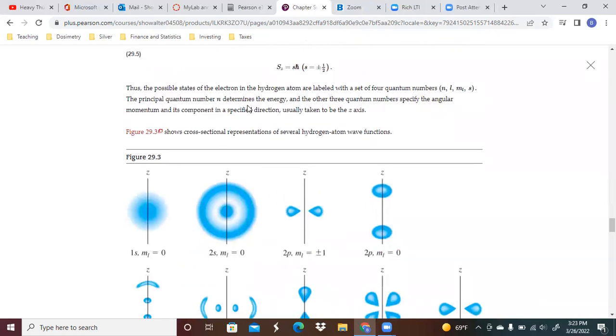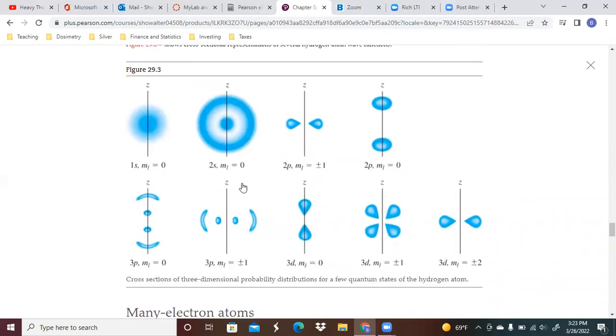So the possible states of the electron in the hydrogen atom are labeled with a set of 4 quantum numbers. The principal quantum number n determines the energy, and the other 3 quantum numbers specify the angular momentum and its components in a specified direction, usually taken to be the z-axis. You can see different clouds here that are created with different combinations of quantum numbers. Kind of weird stuff.